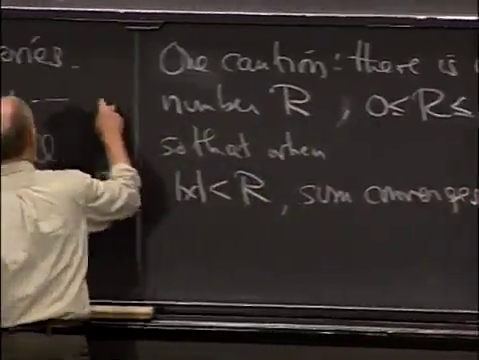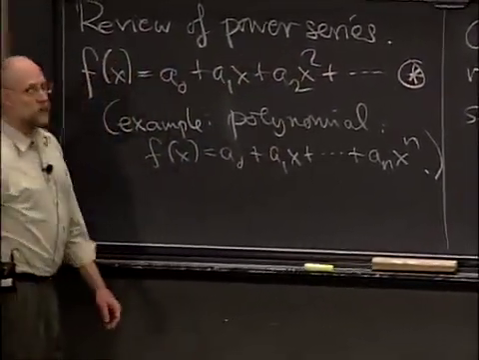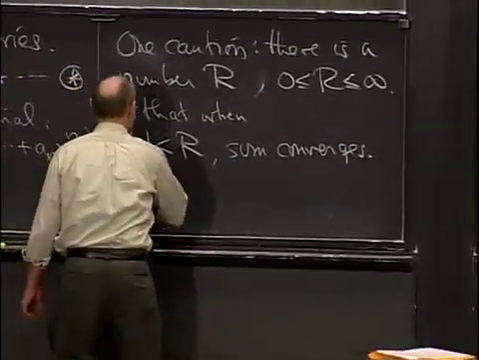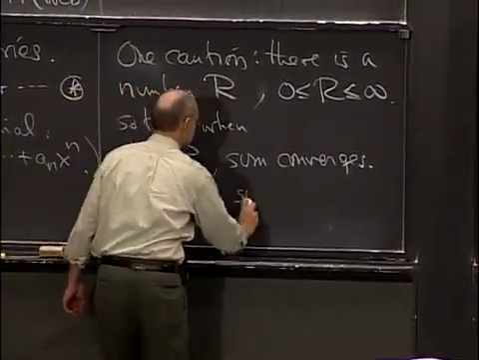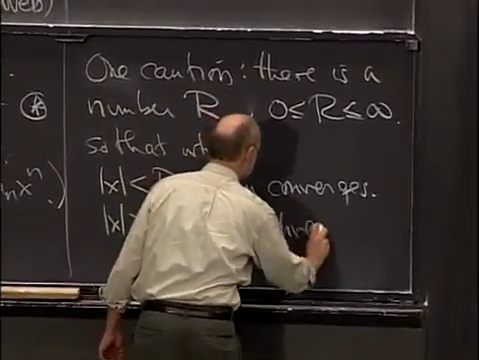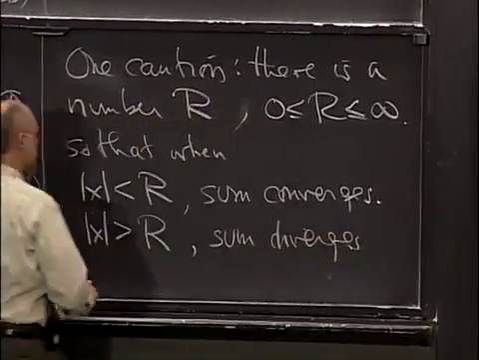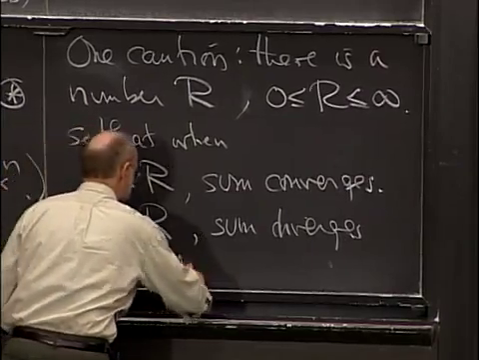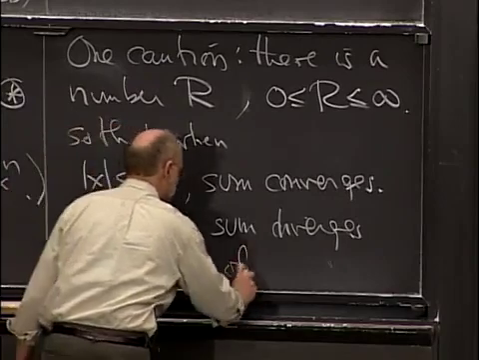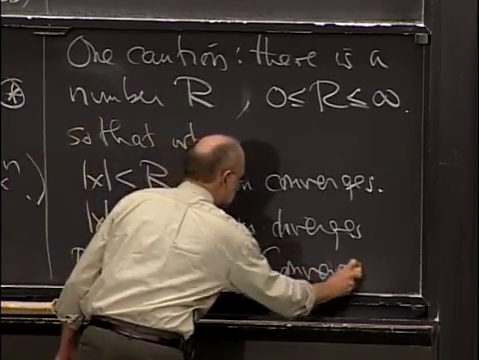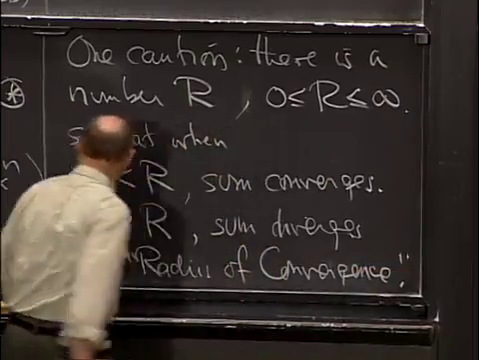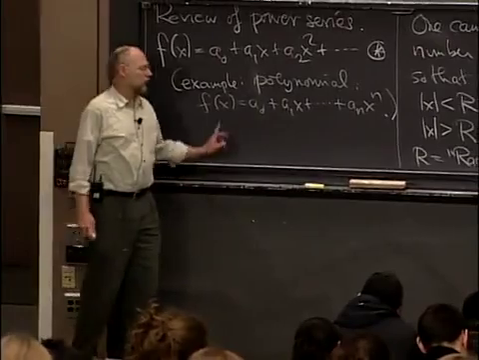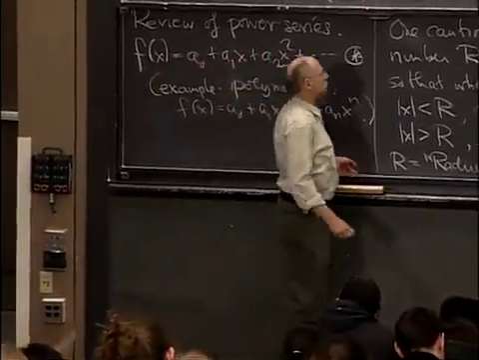This sum, that sum, converges to a finite value. And when x is bigger than r in absolute value, the sum diverges. This r is called the radius of convergence. So we'll see some examples of what the radius of convergence is in various power series as well, and how you find it also.